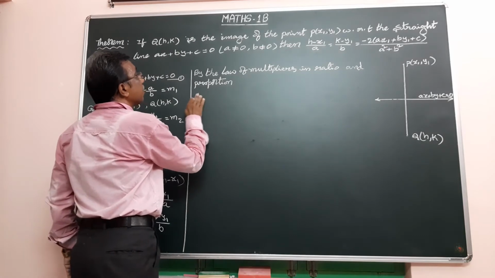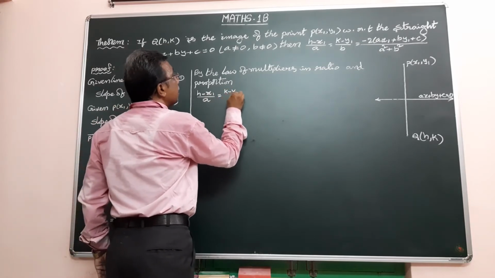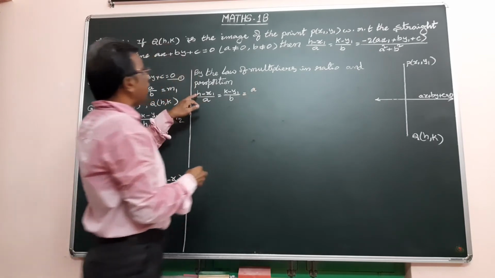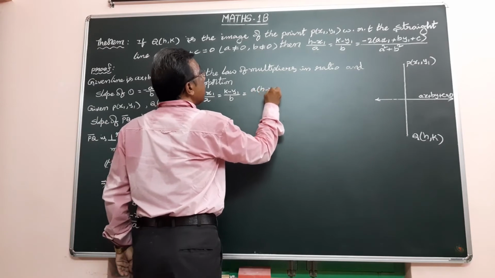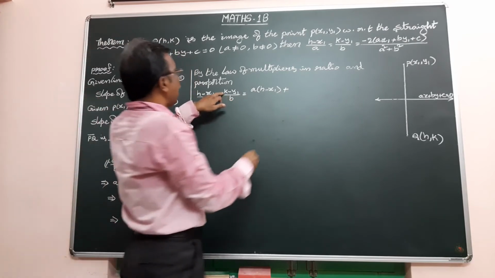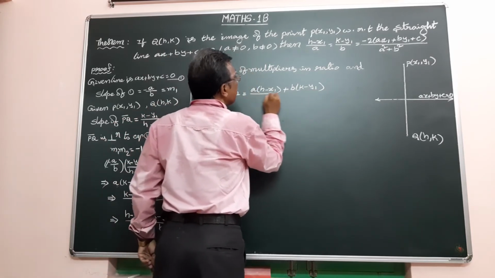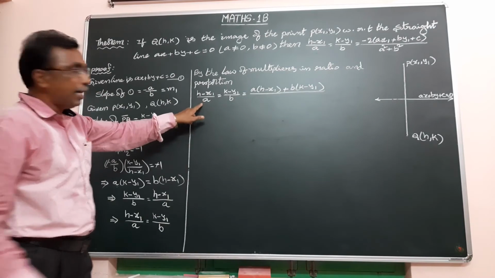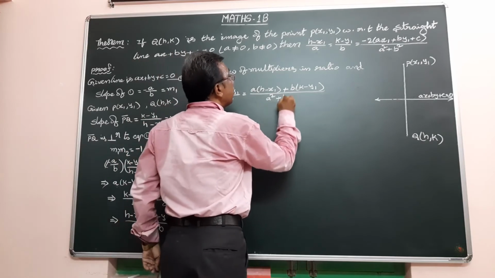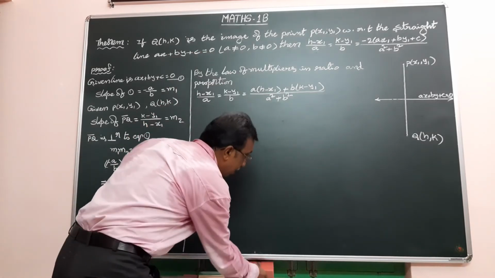So h minus x1 by a equal to k minus y1 by b equal to a into h minus x1 plus b into k minus y1, by, now we multiply with a into a square plus b into b square. Next, simplify that one.